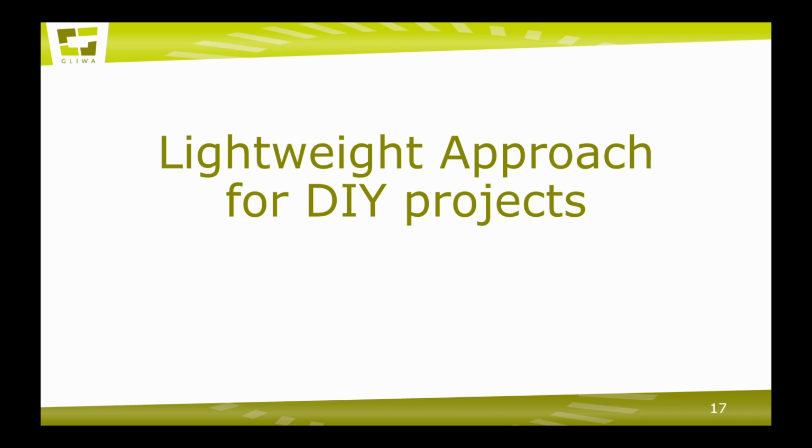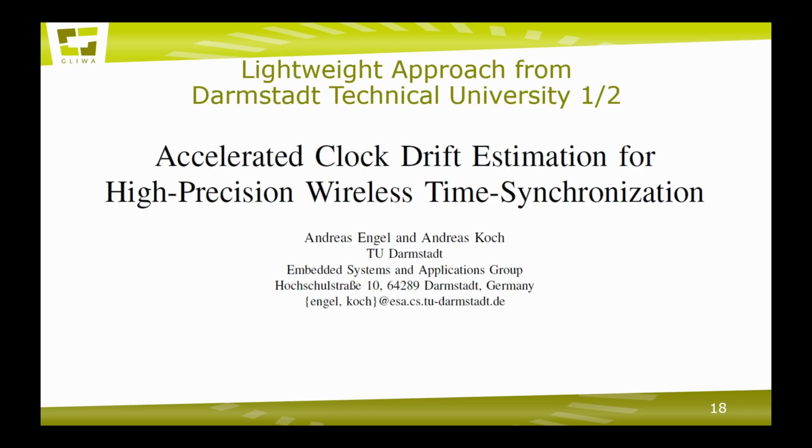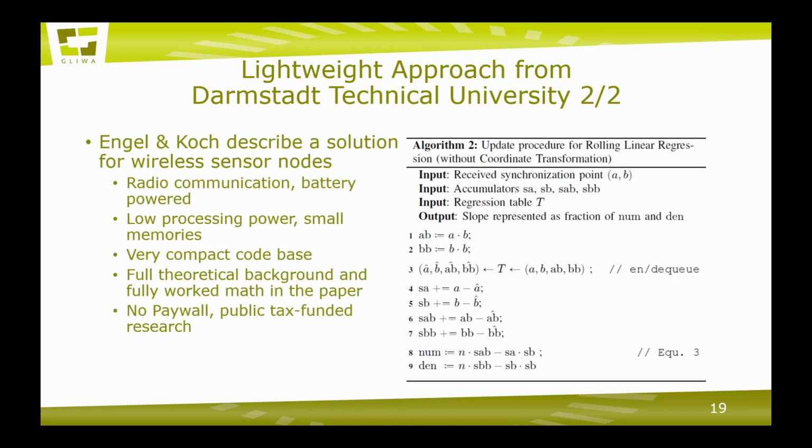Now, how would one go about deploying such a lightweight approach? Luckily, there is high-quality literature available. We at Gliwa worked very well with this paper from Technical University Darmstadt, Accelerated Clockdrift Estimation for High-Precision Wireless Time Synchronization by Andreas Engel and Andreas Koch. Engel and Koch describe a solution for wireless sensor nodes. So their application uses radio communication, which is battery powered. They have to make do with low processing power and small memories. That leads to a very compact code base.